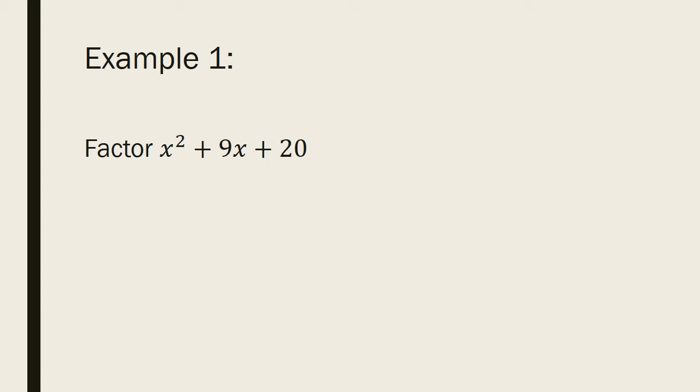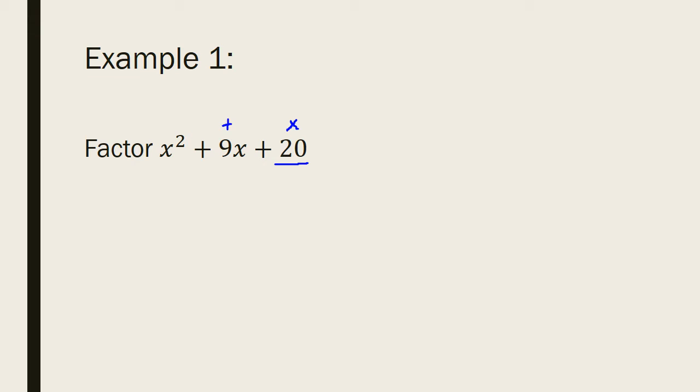So the first thing we're going to do is factor this. In order to do this, you're going to look at the C term. The C term is the one all by itself. And you want to think of factors or numbers that multiply to give you 20. Okay, so we're looking for numbers that multiply to give us 20, but also add to give us 9.